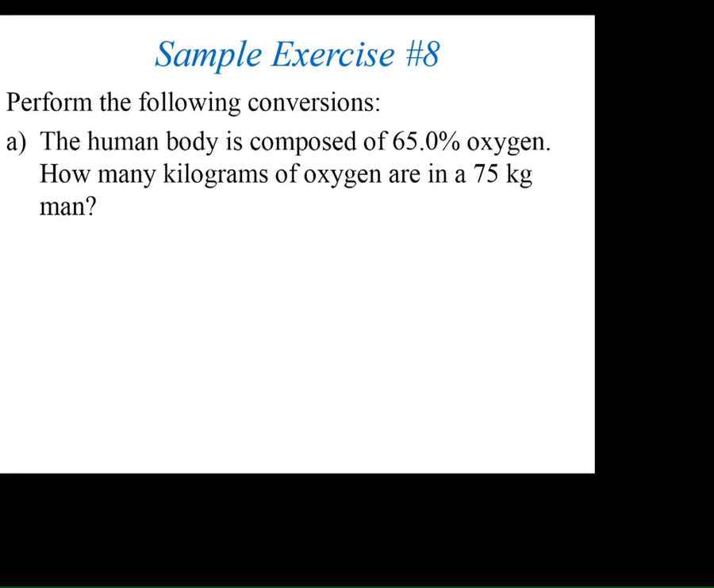Okay, so let's try an example real quick. And now we're going to use this percentage as a conversion factor. So, the human body is composed of 65.0% oxygen. How many kilograms of oxygen are in a 75 kilogram person? Okay, so let's try this out here. I have a 75 kilogram man, person, human, whatever you want to write there. And I want to figure out, out of that 75, what mass of that is oxygen?